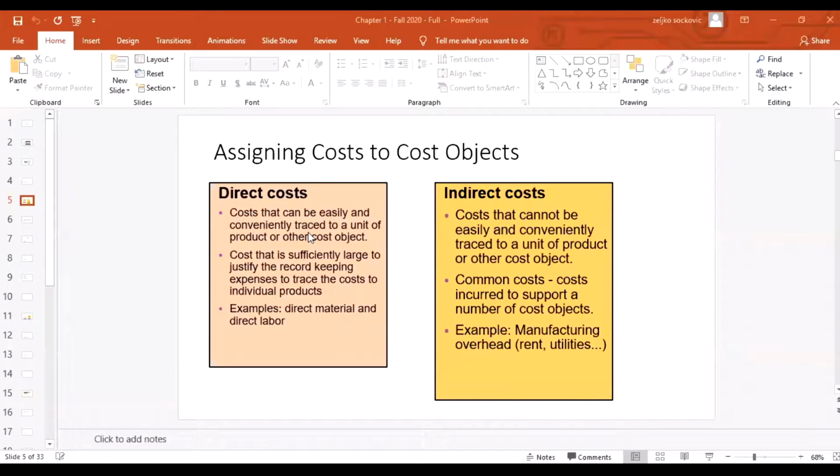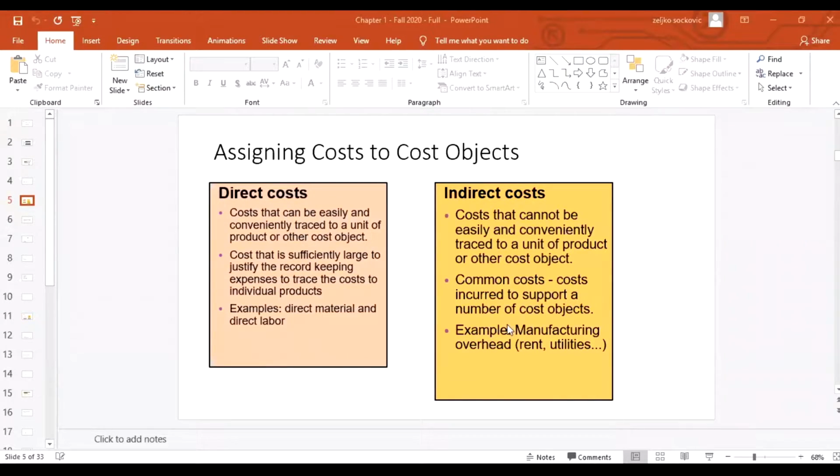Direct costs means that you can trace them directly to the product easily, and it makes sense to trace them because the cost justifies this. You will not trace something that is very minuscule in cost to the product because it will be too costly to trace it. In that case, that cost will go into the indirect cost bucket. So we have these two buckets, direct cost and indirect cost. You would say, if I can trace this easily and it makes sense, I will label it as direct cost. If not, I will label it as indirect cost.